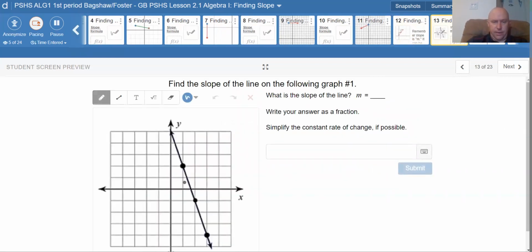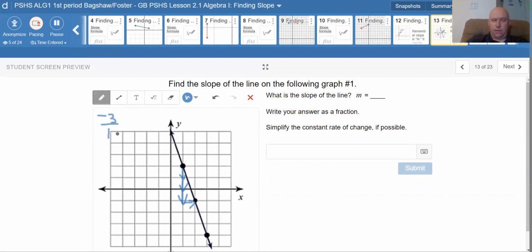What is the slope of this line? Now, we've got several points. I'm just going to use this point and this point. So I'm going to start from the one on the left. I can see that I go down 1, 2, 3, and then I can go across 1. Now, to show I go down 3, I would put -3, and then to show I went across 1, I would put 1.